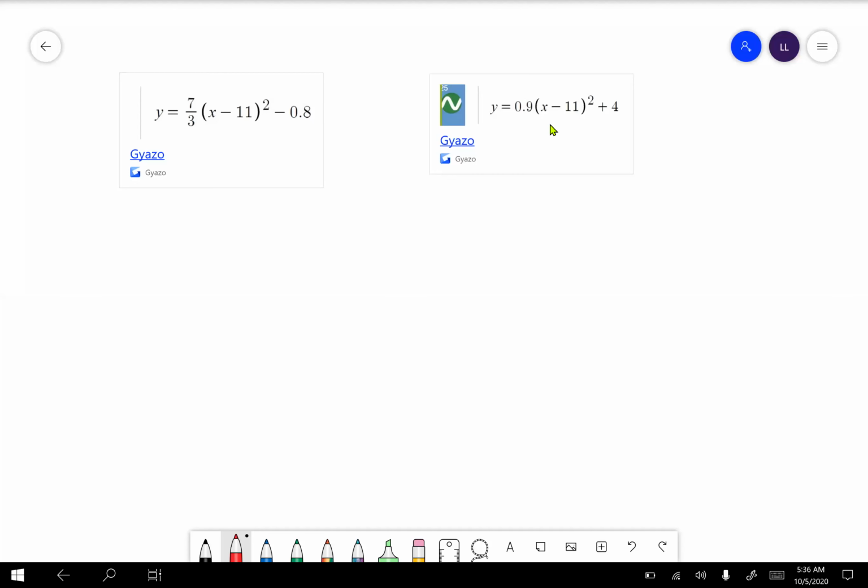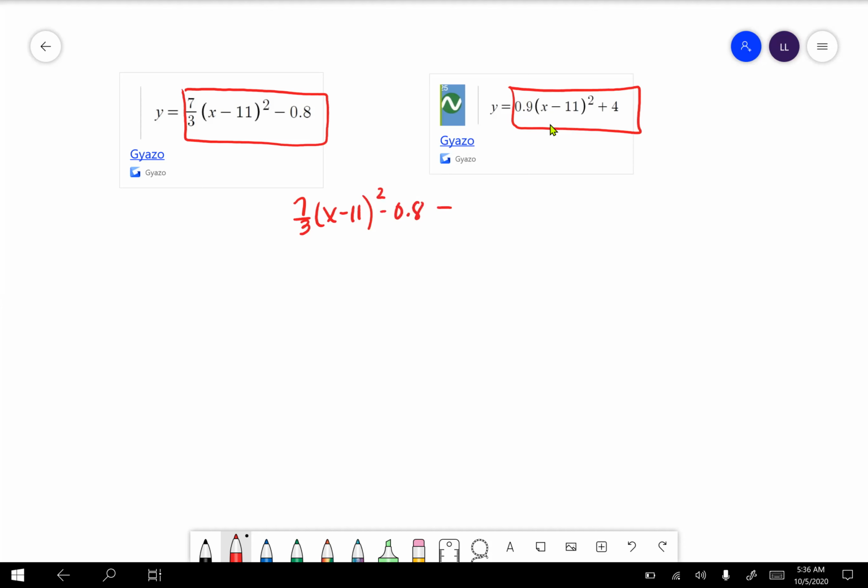So when we're solving systems, we're going to go ahead and set this equation equal to this equation. So we have 7/3 times (x minus 11) squared minus 0.8 is equal to 0.9 times (x minus 11) squared plus 4. Okay.